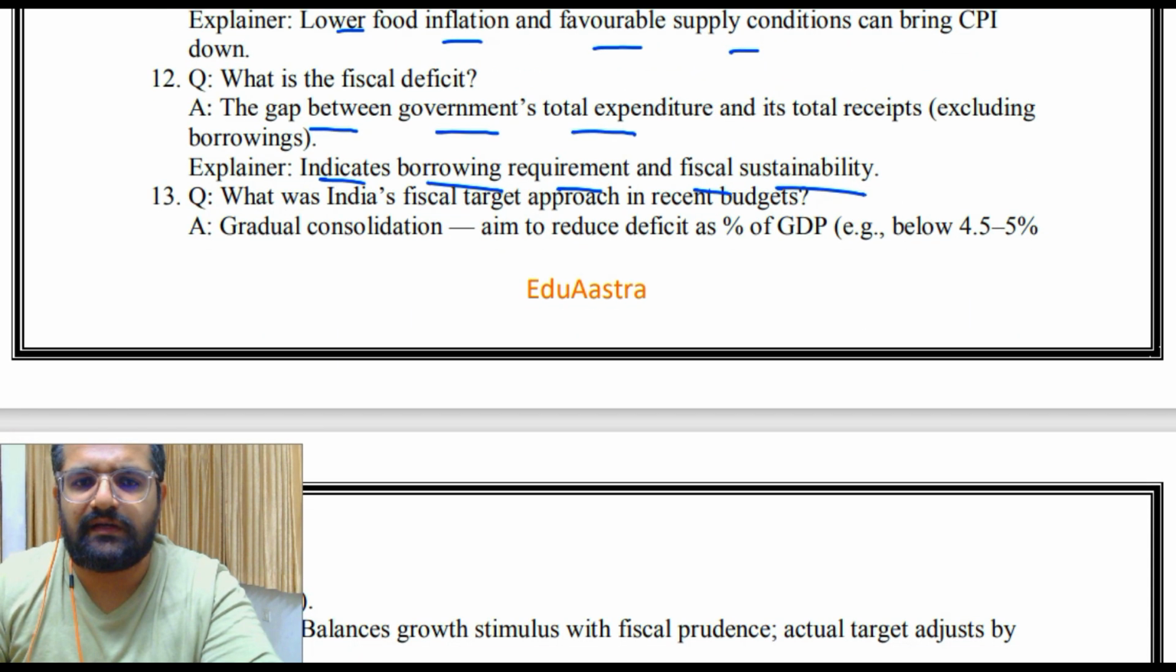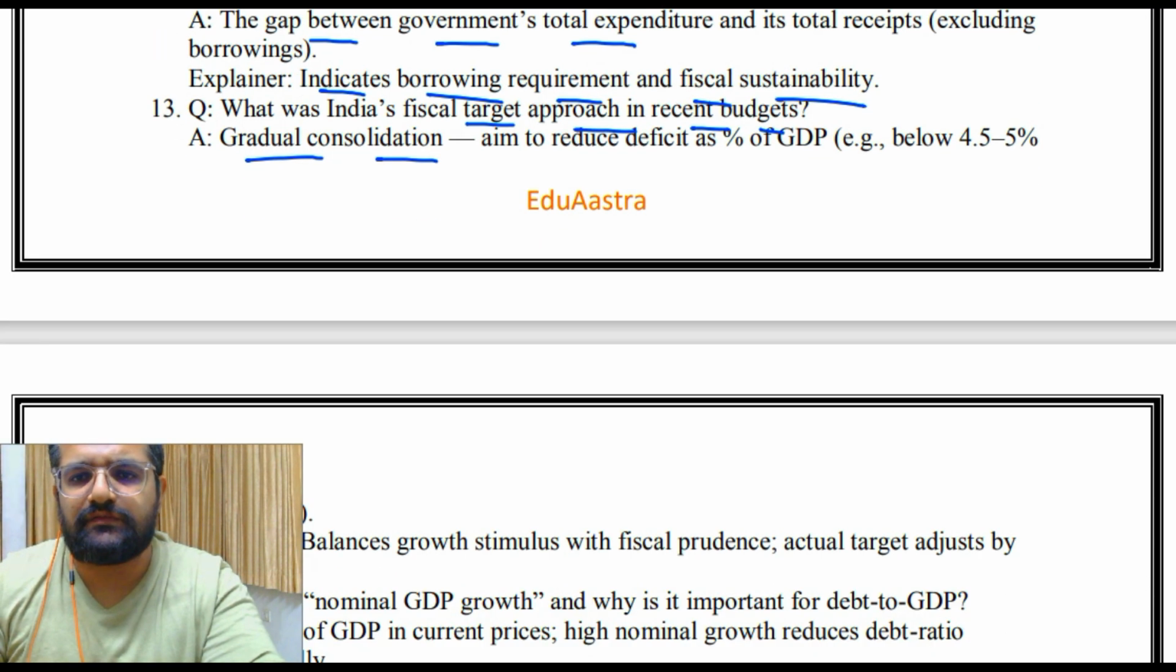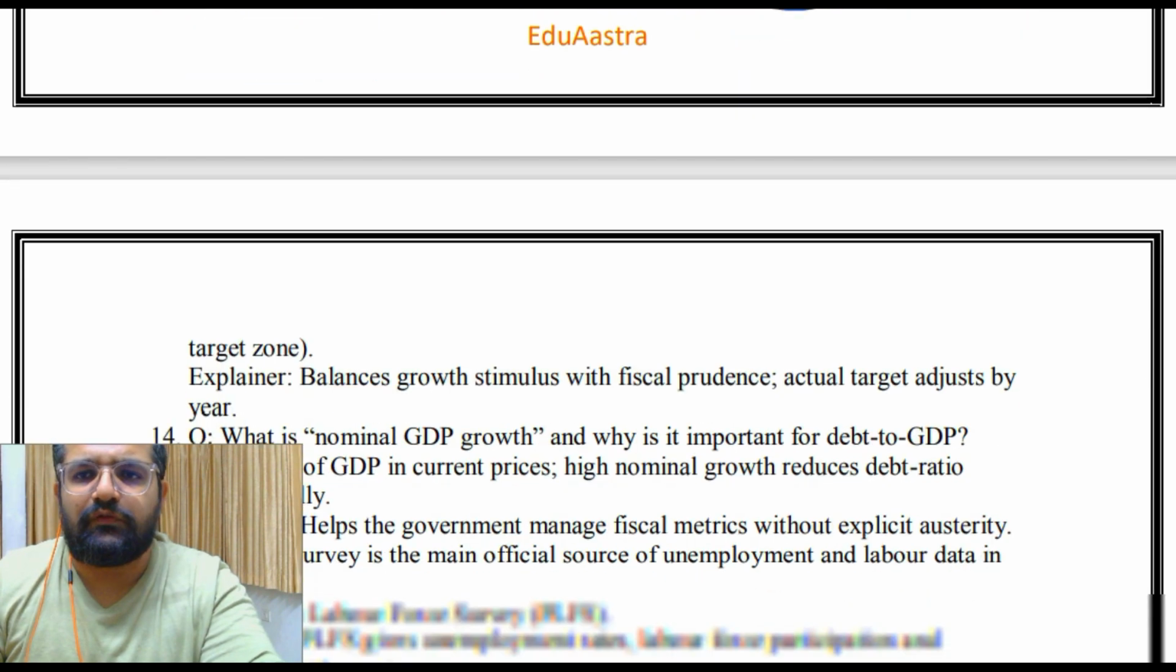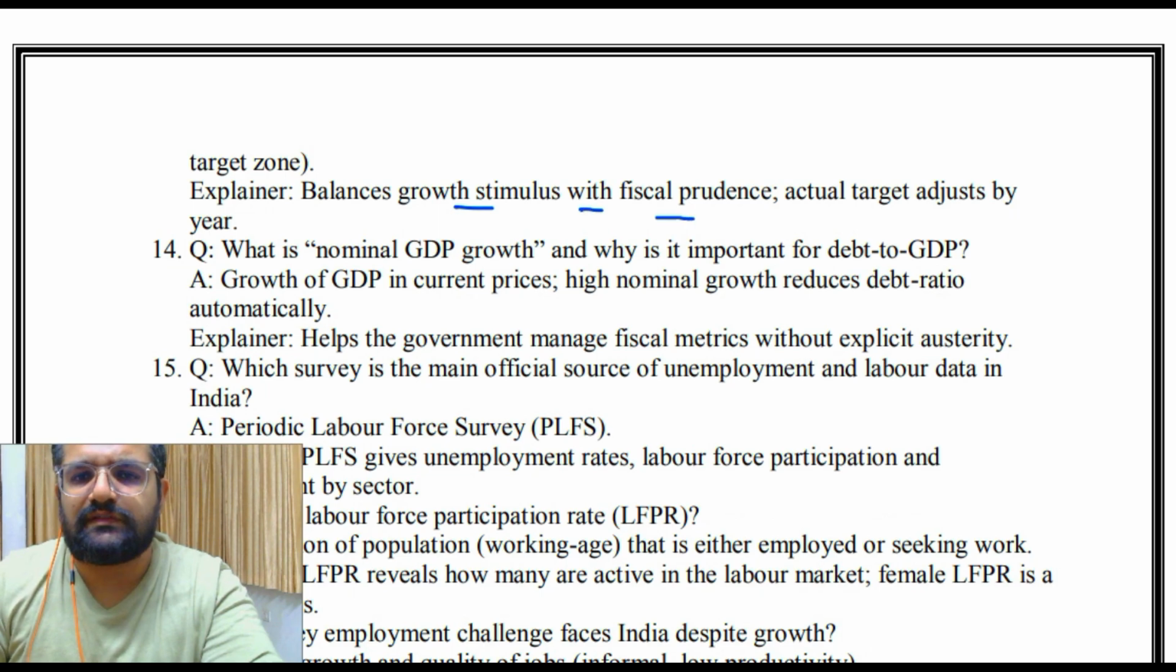What was India's fiscal target approach in recent budget? Gradual consolidation, aim to reduce deficit as percentage of GDP. तो एक इसमें हम देखते हैं परसेंटेज ऑफ GDP में, बिलो 4.5 to 5% टारगेट जोन. बैलेंसेस ग्रोथ स्टिमुलस विद फिस्कल प्रूडेंस. एक्चुअल टारगेट एडजस्ट बाय ईयर.